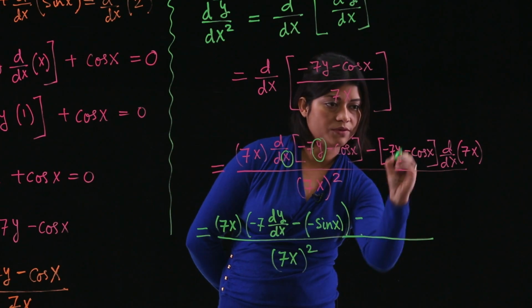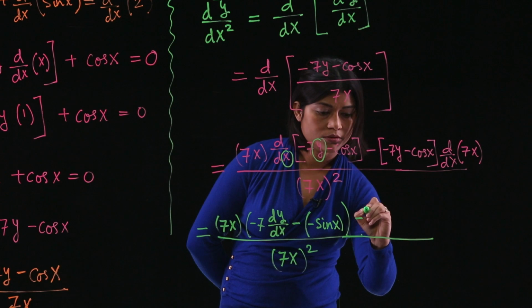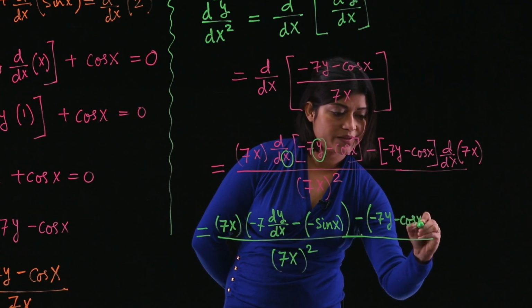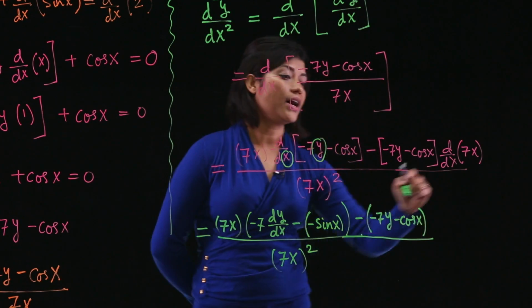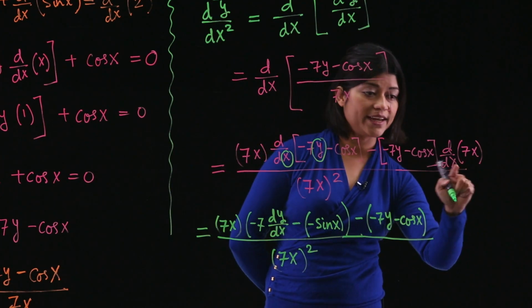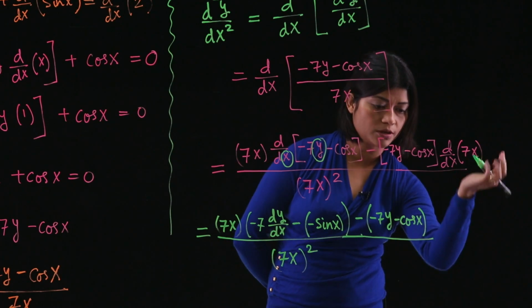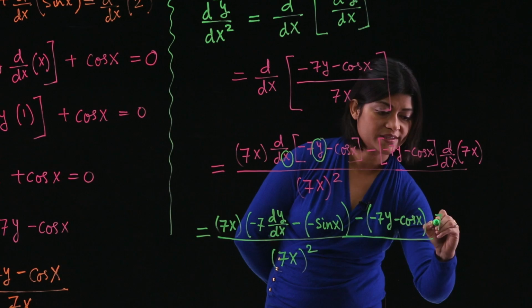Continue. Next, we have negative of this expression, negative 7y, negative cosine of x, times d dx of 7x. Again, notice that same variables, x and x, so we will not have any extra term. The derivative is just 7.